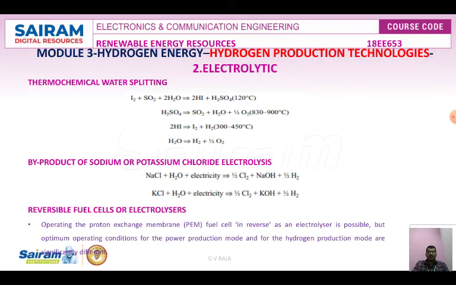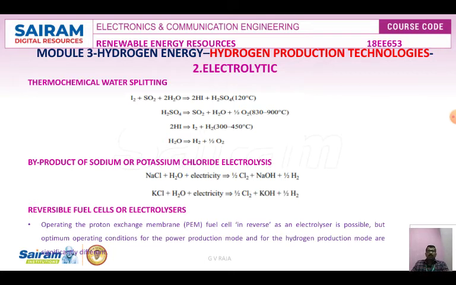The second and last process is reversible fuel cells. That means you are taking the fuel cells and re-engineering them, operating the proton exchange membrane in reverse as an electrolysis. But the optimum operating conditions for the power production mode and the hydrogen production mode are a little bit different.